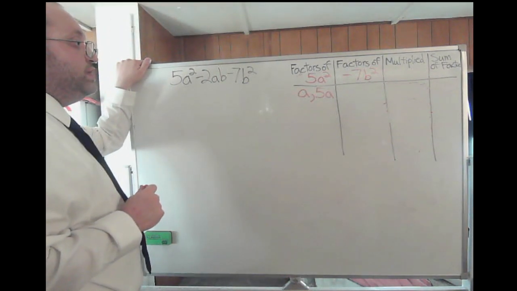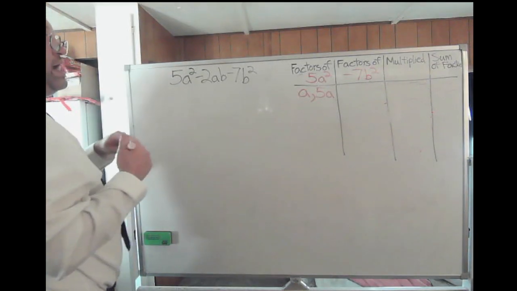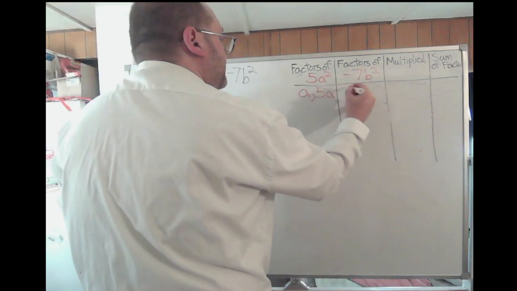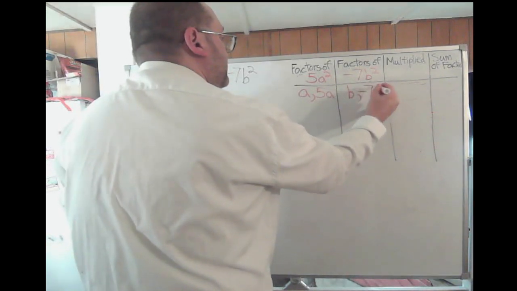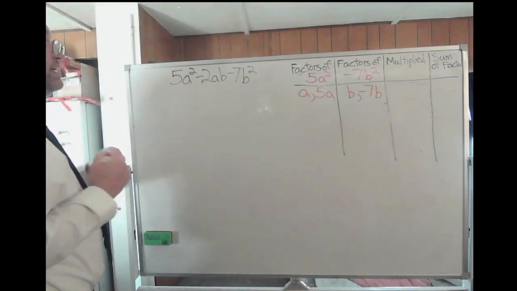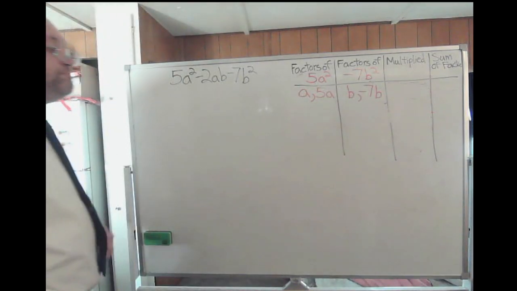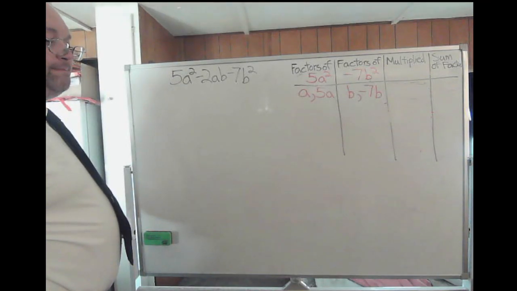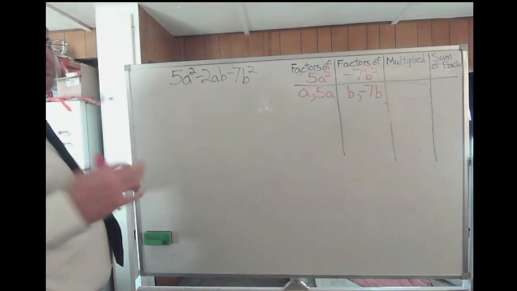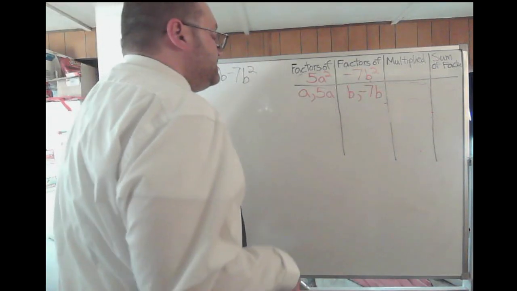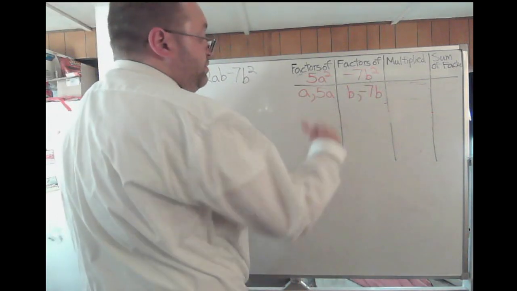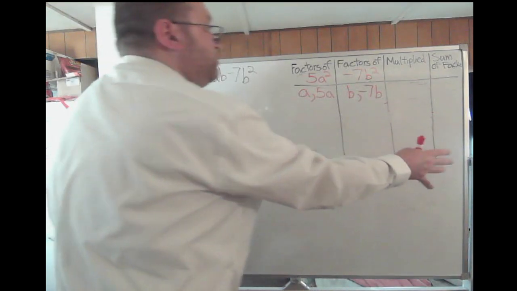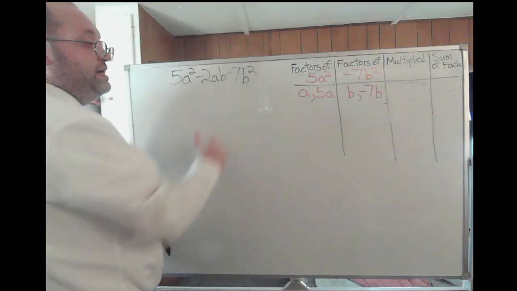Couple ways we can go here. I'm going to say positive b and negative 7b. I could have also done negative b and positive 7b, but I pretty much know how this is going to work. I'm going to save us some time. So now we need to find a way to multiply these factors and then add them up in such a way that you get the middle term of negative 2ab.